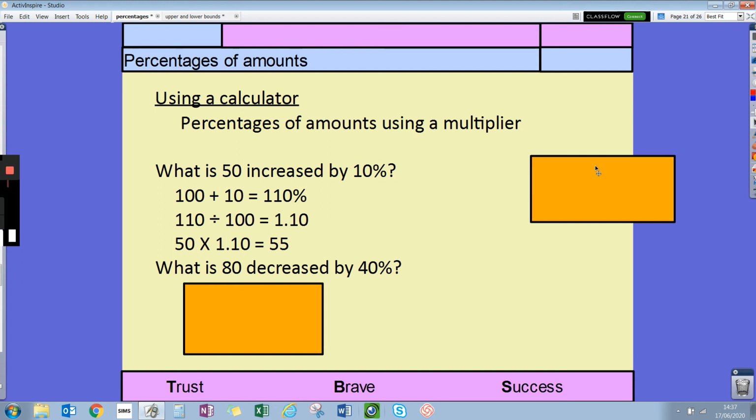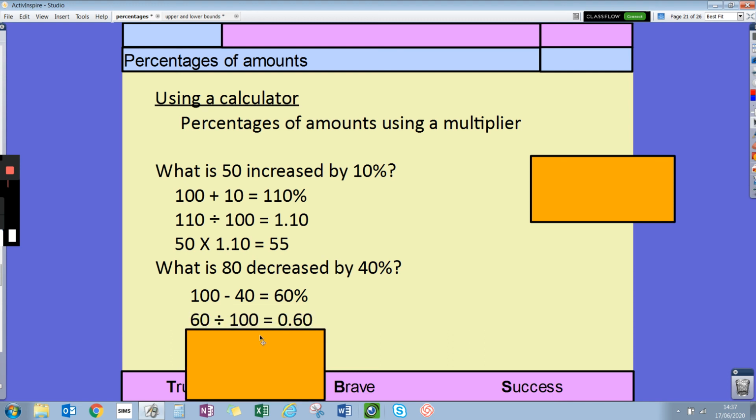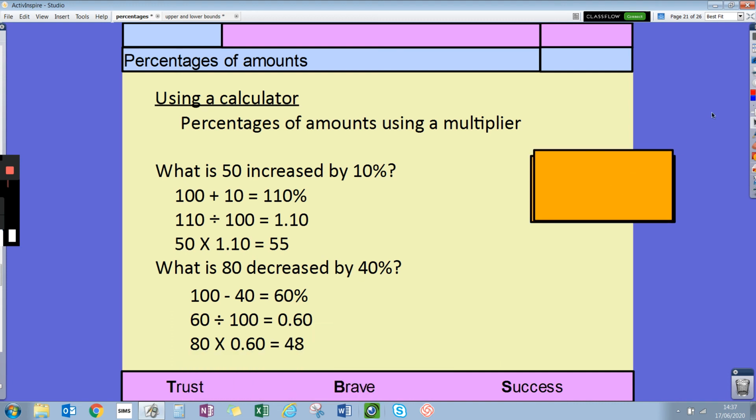So let's have a look at another one. 80 decreased by 40%. If you think about starting at 100% and you decrease by 40%, that gives you 60%. And again, we now need to convert that percentage into a multiplier. 60 divided by 100 will give you 0.60. So that's our multiplier in this question. So our amount times by our multiplier, 80 multiplied by 0.60 or 0.6 is 48.